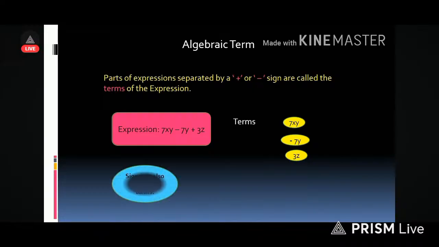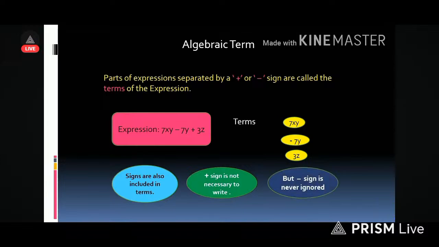You can see signs are also included in terms. हम signs को ignore नहीं करेंगे. Actually plus sign is not necessary to write. So मैंने यहाँ किसी पॉजिटिव टर्म के साथ हमने प्लस का साइन नहीं लगाया है. बट माइनस साइन इज नेवर इग्नोर. लेकिन माइनस साइन को हम कभी भी इग्नोर नहीं कर सकते. ठीक है, उसको हमेशा हमें साथ रखना होगा.